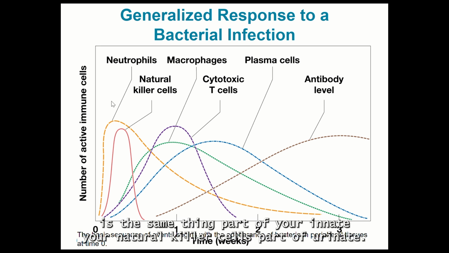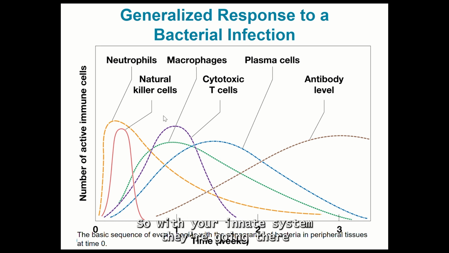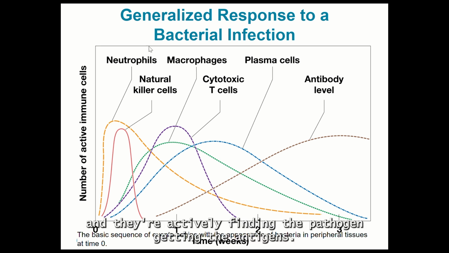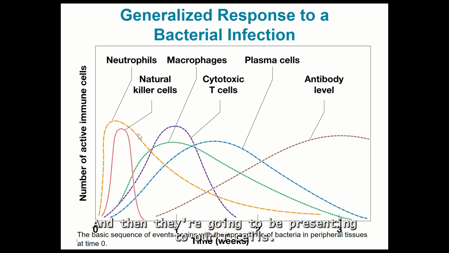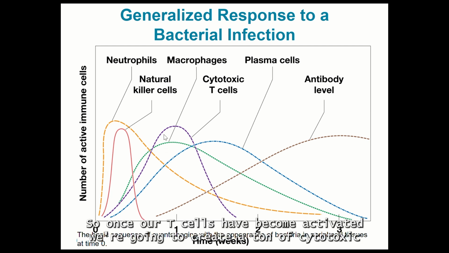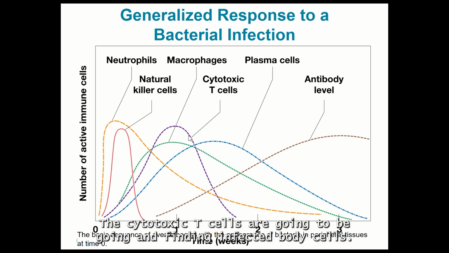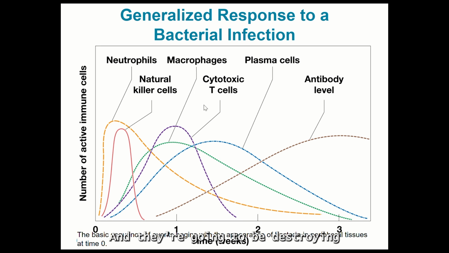Your natural killer cells are part of your innate as well. So your innate system is actively finding the pathogen, getting the antigens, and then presenting to our T cells. Once our T cells have become activated, we're going to create a ton of cytotoxic T cells. The cytotoxic T cells are going to go and find infected body cells, and they're going to destroy those body cells through that 3-step process.